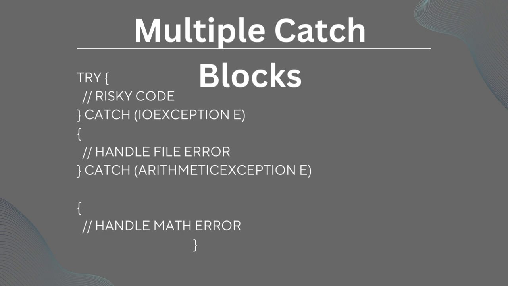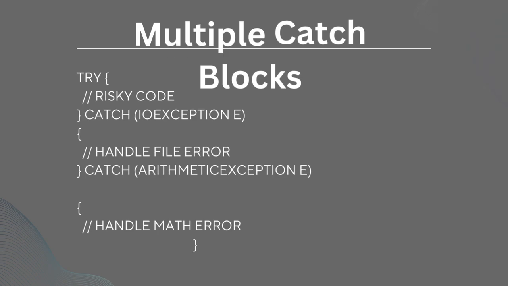Next one, multiple catch blocks. You can use multiple catch blocks to handle different types of exceptions. In the example, the try block contains code that could potentially throw different types of exceptions, such as a file error or a math error. We can handle each type separately with different catch blocks. This helps keep the program organized and makes it easier to manage errors.